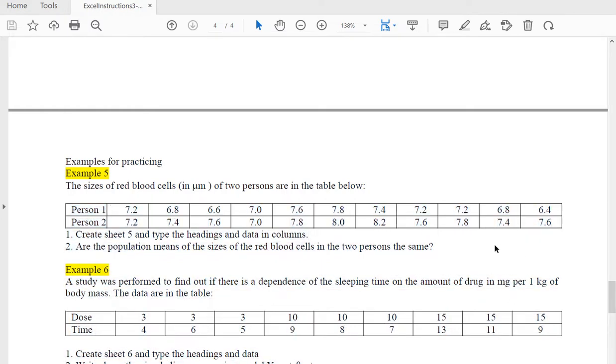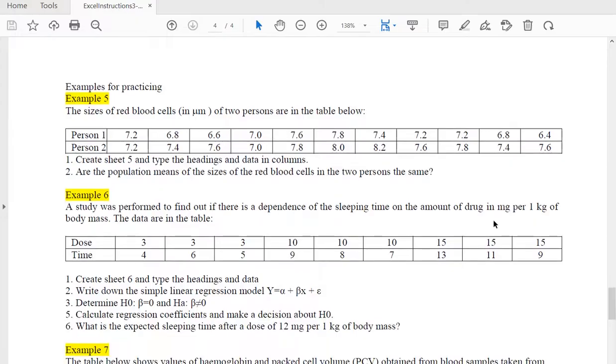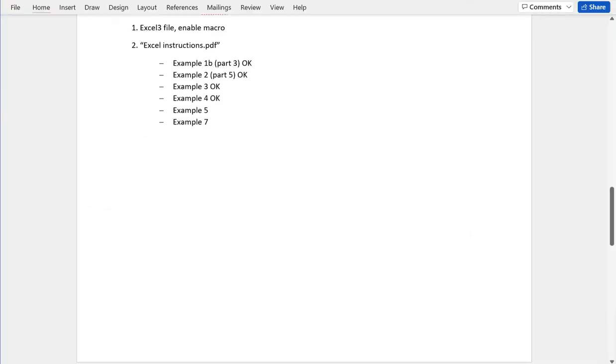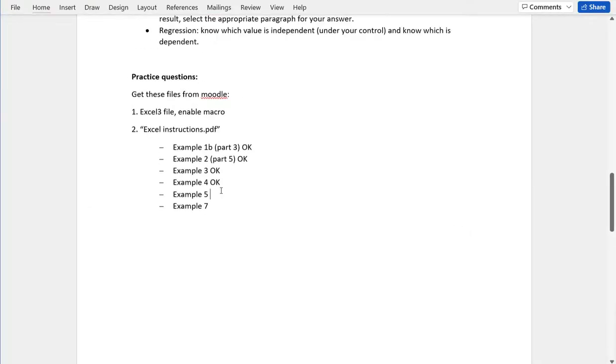So we're done with that. The null hypothesis would be that mu 1 equals mu 2, and the alternative would be that mu 1 does not equal mu 2. Okay, we're done here. So next example, right to it. Example 5, we're just going to say that it was okay because we've done it already.